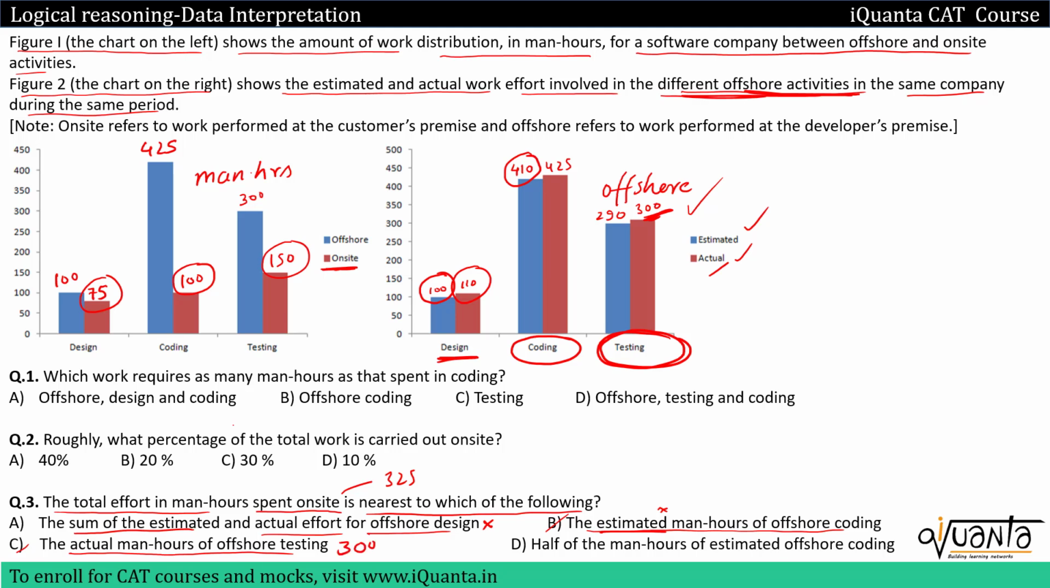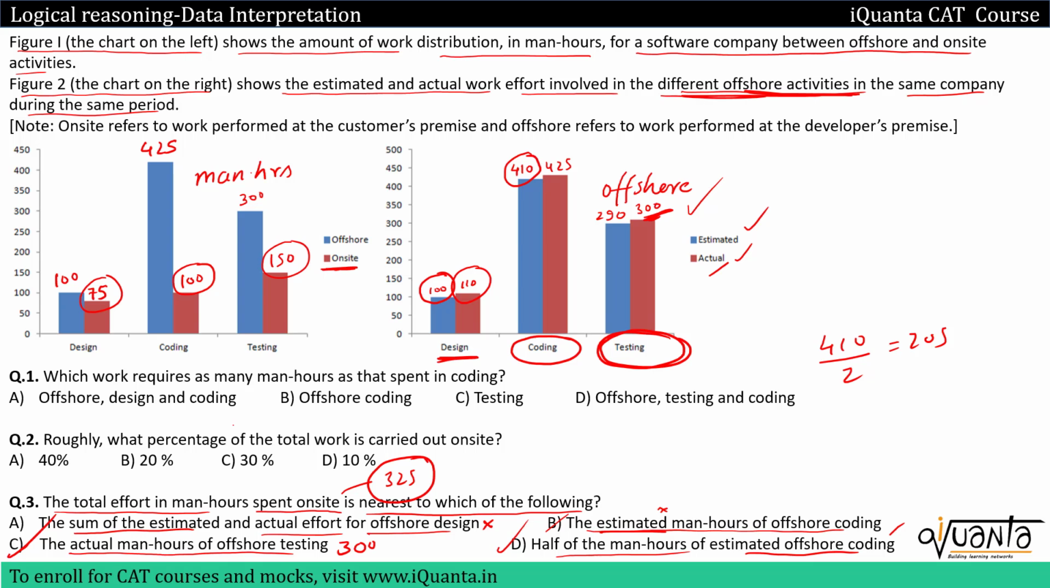Let us check the last one as well. Half of the man hours of estimated offshore coding. So offshore coding, second chart, and estimated is blue, that means 410, half of 410 is 205. This is not close to 325. So option C will be the correct answer here, it is the closest.